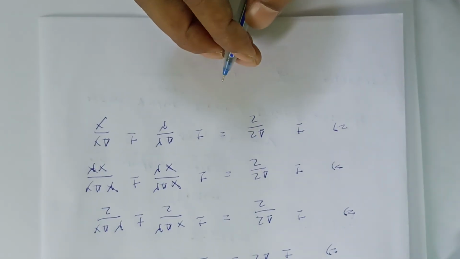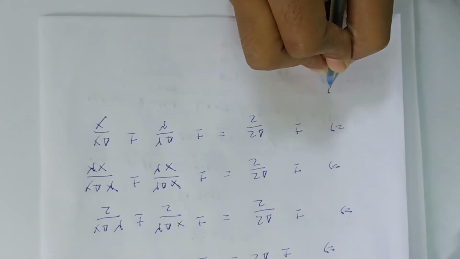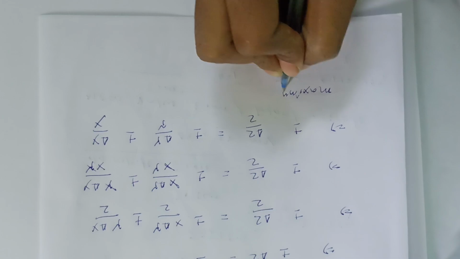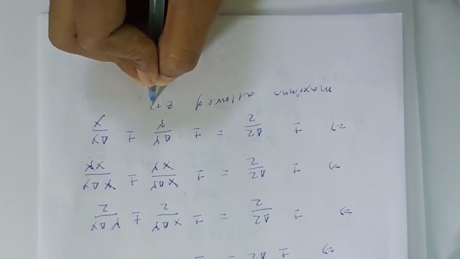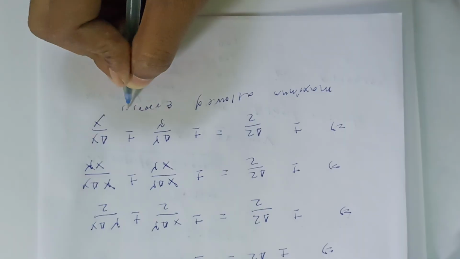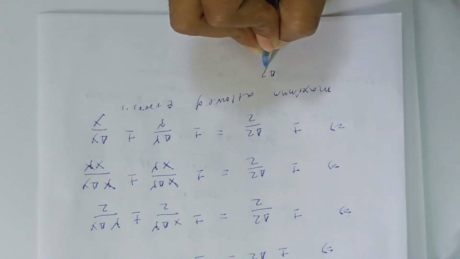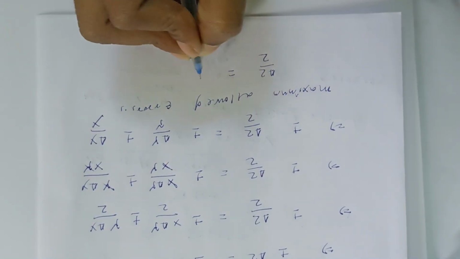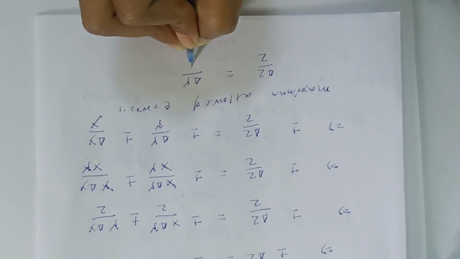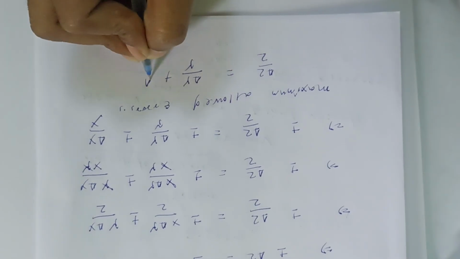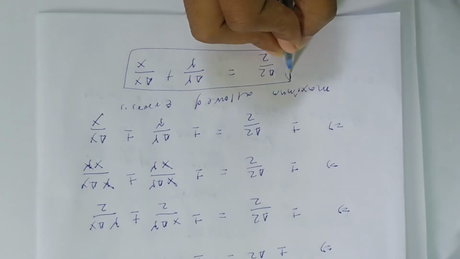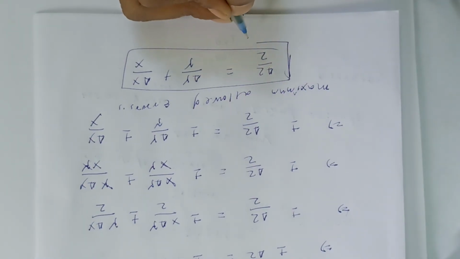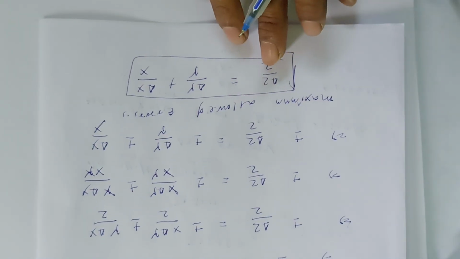So the maximum allowed error is del z by z equal to del y by y plus del x by x. This is the maximum error of the product of two quantities.